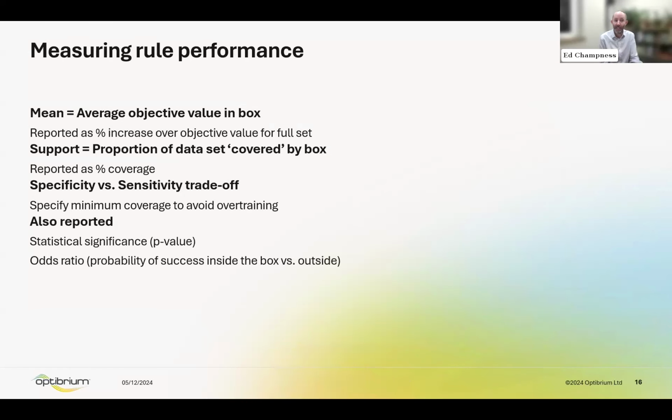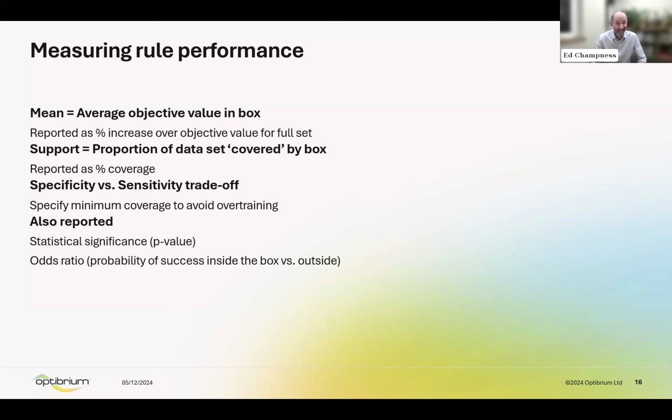Now, while we're doing this, we need to think about some criteria for judging the quality of the boxes that we're coming up with. So one of those is thinking about the average objective value in the box. This is something we report as the percentage increase over the objective value for the full training set. We also want to think about the support of the box, so the proportion of the data set that is covered by the box. We report this as the percentage coverage, but this is all about making sure we get an appropriate trade-off between specificity and sensitivity. There's no value in us drawing a box which simply surrounds one single point in the space.